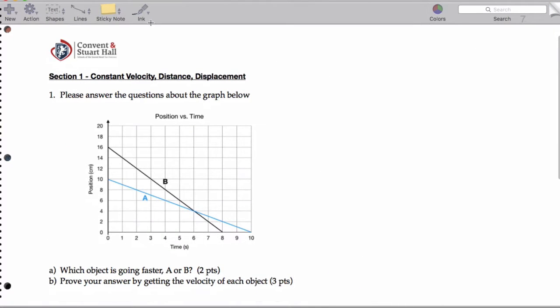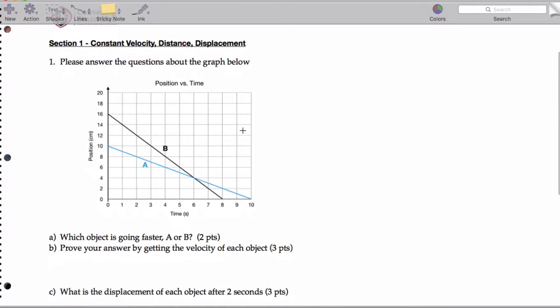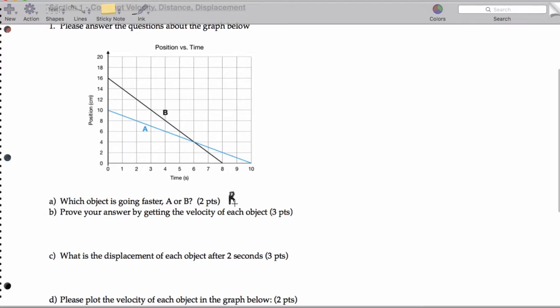So problem number one, it says, please answer the questions about the graph below. So which object is going faster? The answer to that is object B, and we know that because the slope is steeper.